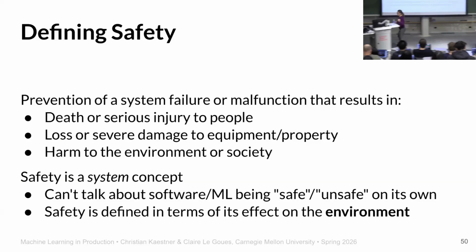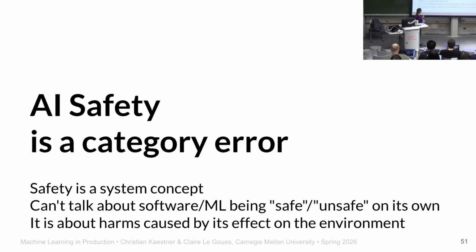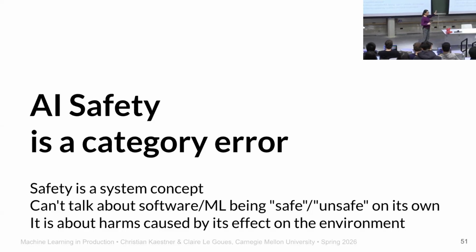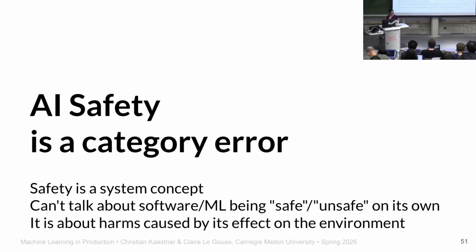I think the next slide says this. It is a category error, because safety is a system concept. It's about harms caused by the effect of something on the environment. So this is why I want to push you to think about this at a systemic level and not necessarily at a model level, because you can make your model better, but no model is going to achieve perfection every time. And how do we make a system that's safe anyway?